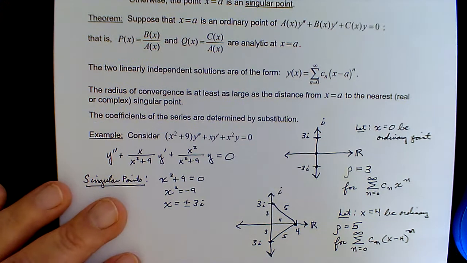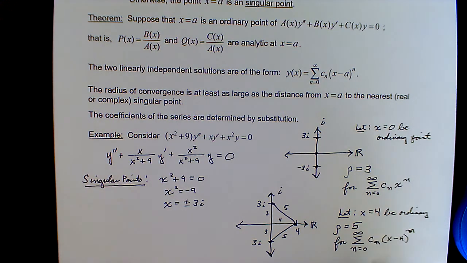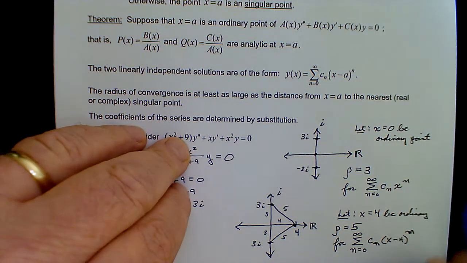Okay? Because the value of a is 4. That's the ordinary point. Okay, so we really don't have to worry so much about all that theory, and just be prepared to be able to handle examples like the next two examples.